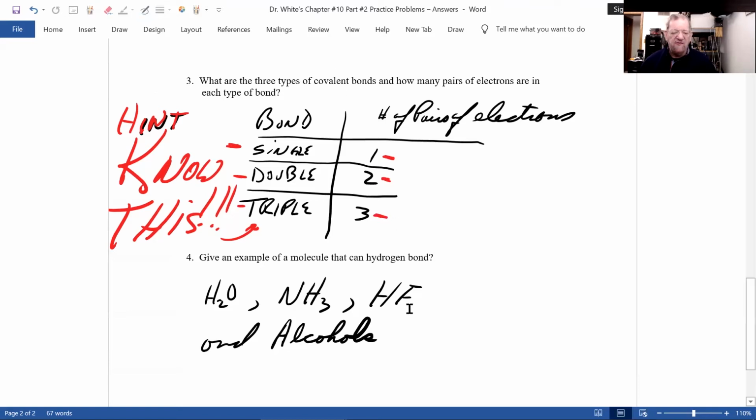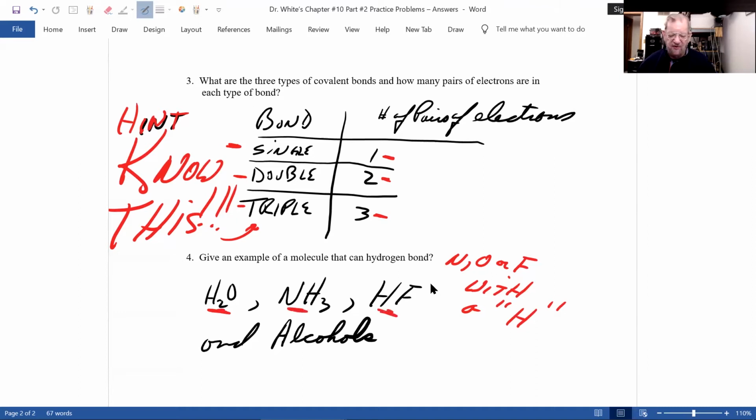Now, give an example of a molecule that hydrogen bonds. That's any molecule that has either nitrogen, oxygen, or fluorine with a hydrogen atom on it. And if you notice, water is an example. That's probably the most important. Ammonia, hydrogen fluoride, all your alcohols.